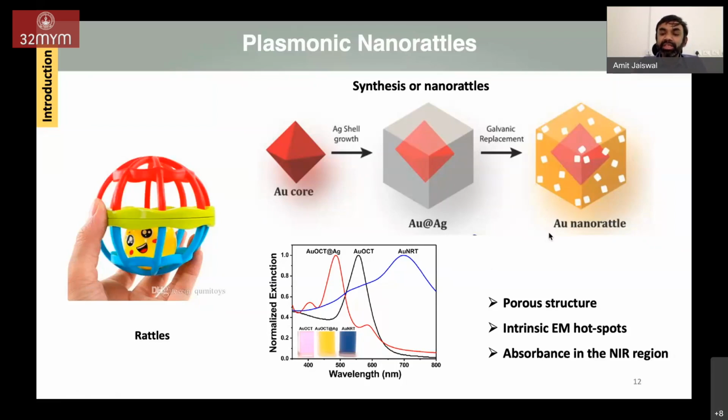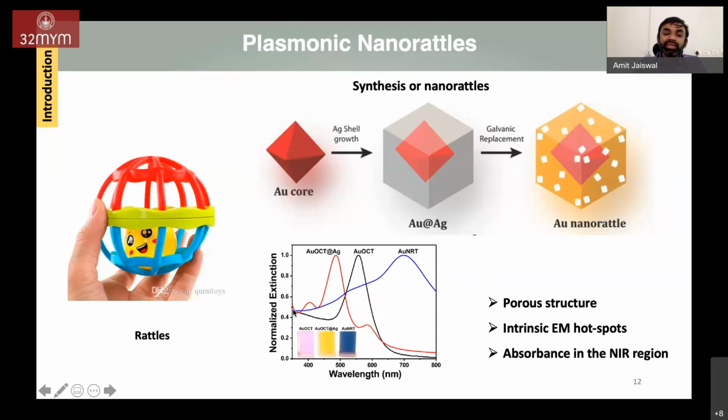sensing applications. Here, when you have a solid gold core surrounded by a thin shell of gold, the junction at which these two surfaces lie will lead to the generation of an intense electromagnetic hotspot. Other than that, since it is a porous structure, we can load certain therapeutic or drug molecules inside this structure and use it for drug delivery applications.